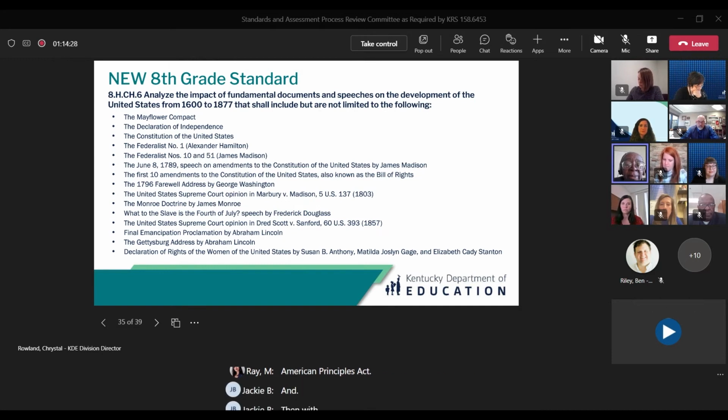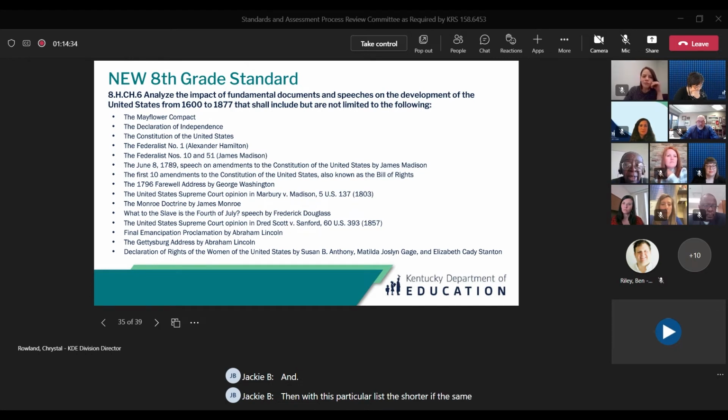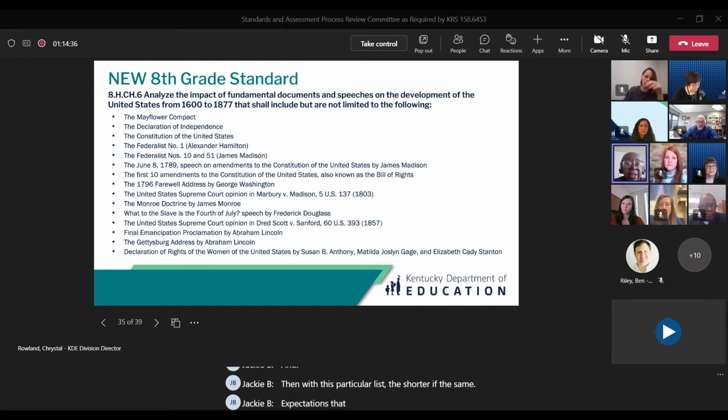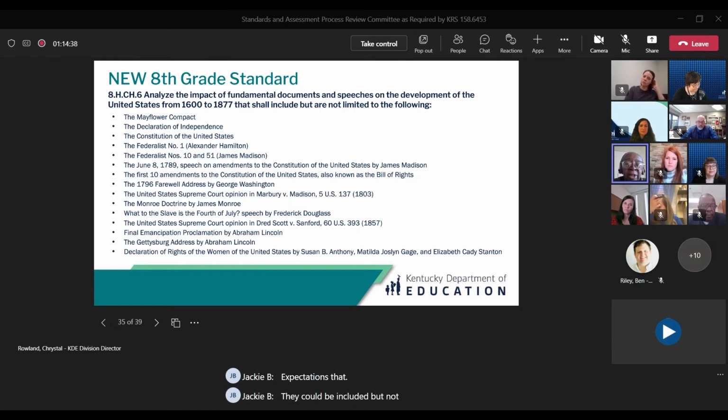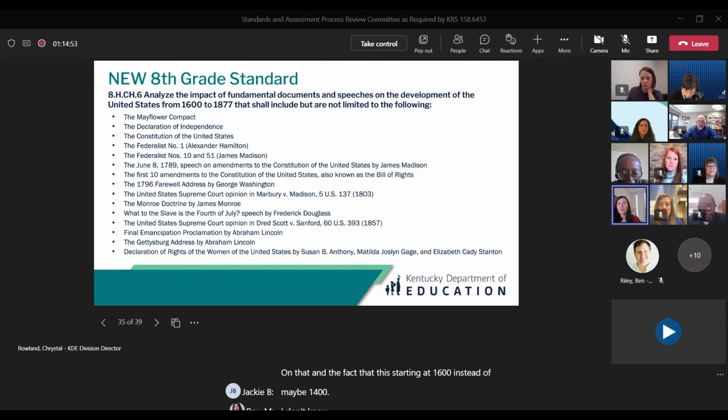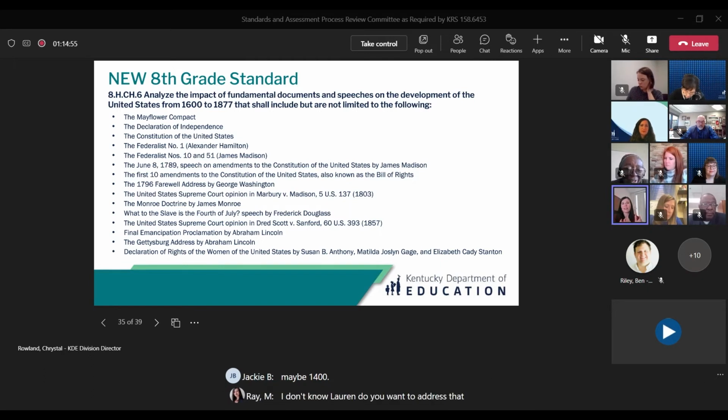Then would this particular list be shorter if the same expectations that they could be included but not limited to on that? And the fact that it's starting at 1,600 instead of maybe 1,400. I don't know, Lauren, do you want to address the time-bound nature of that grade 8 standard?